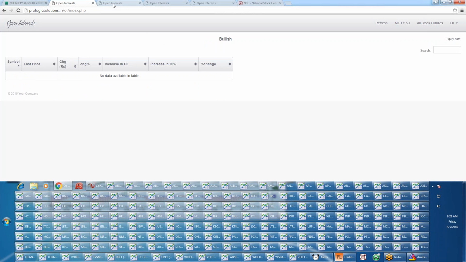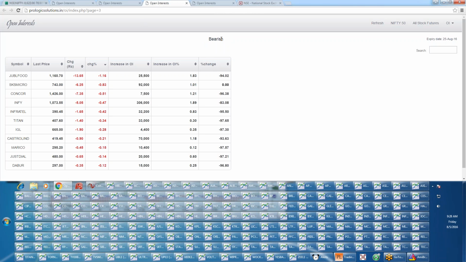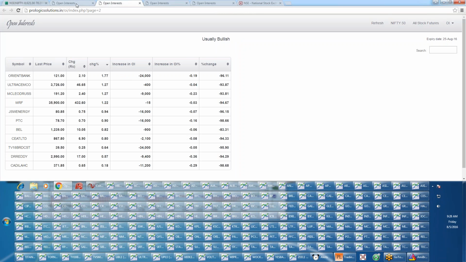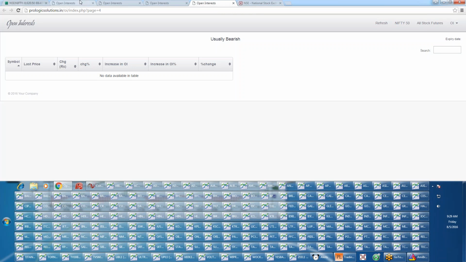So that's the difference between the bullish and the bearish pages. Now it's the same with the bearish one also. If it is usually bearish, then the price will fall down, and if not, it will reverse and then it will again come back to the bullish side. So the script has to be strong. That's one of the reasons why we have made it as bullish, usually bullish, bearish, and usually bearish. So we have 4 segments here.